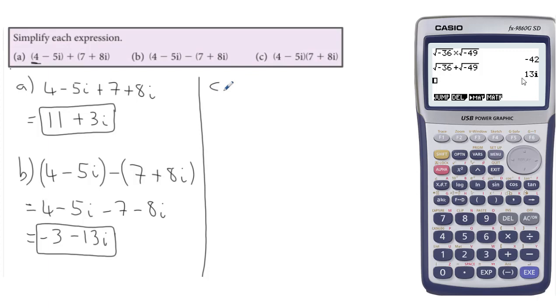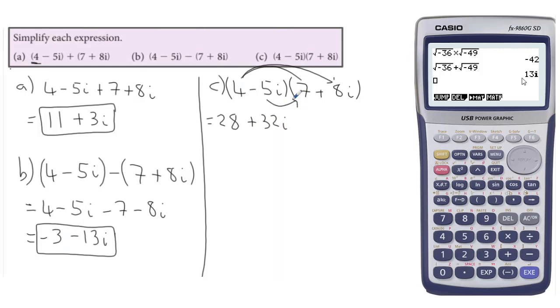Part C. Now we need to multiply. So you have 4 minus 5i times 7 plus 8i. Okay, so it's just FOIL. You just multiply the brackets as you normally would. So you've got 4 times 7 equals 28. Then you've got 4 times 8i is plus 32i.